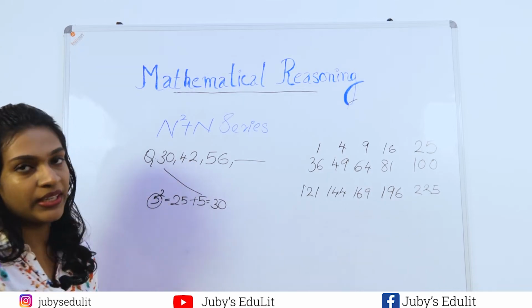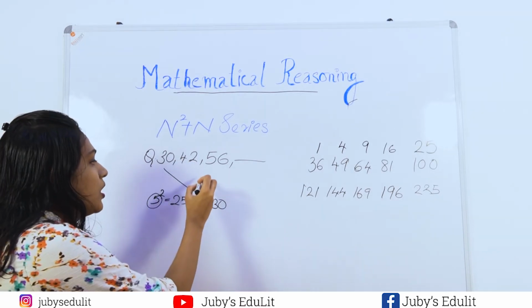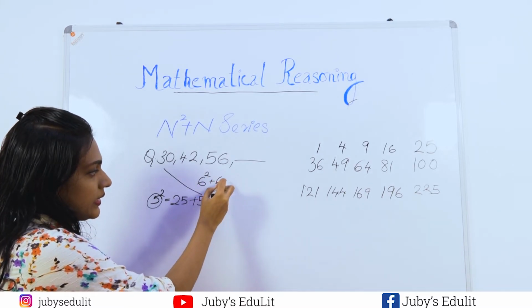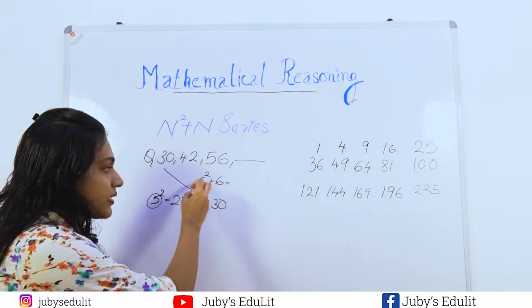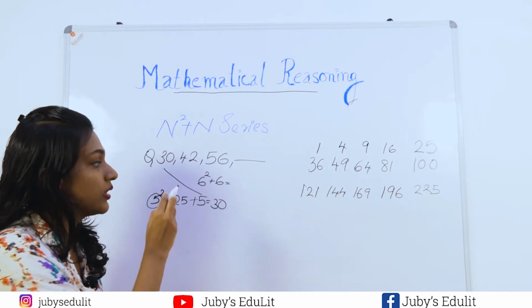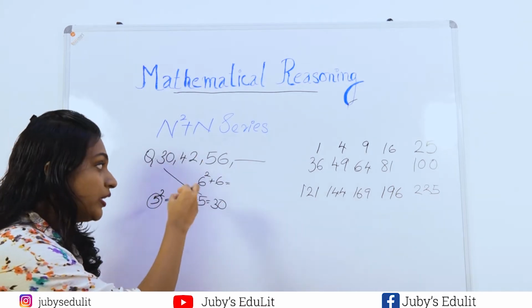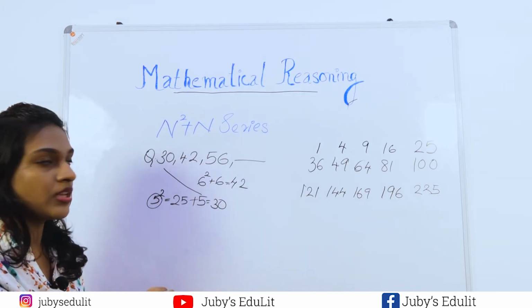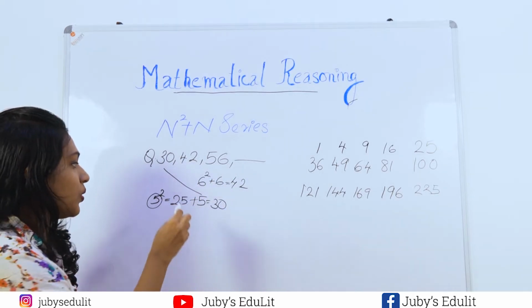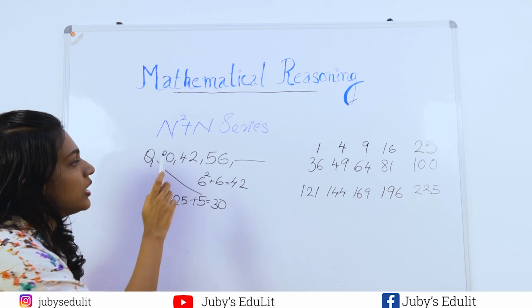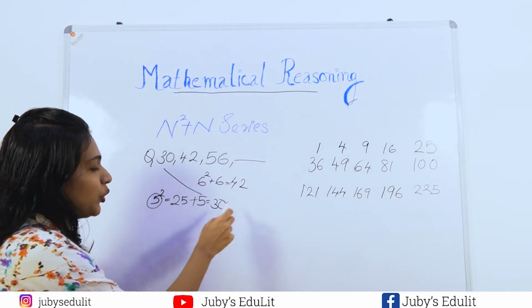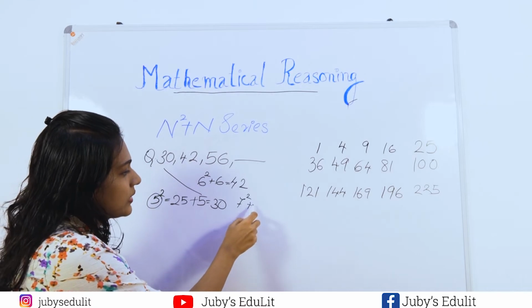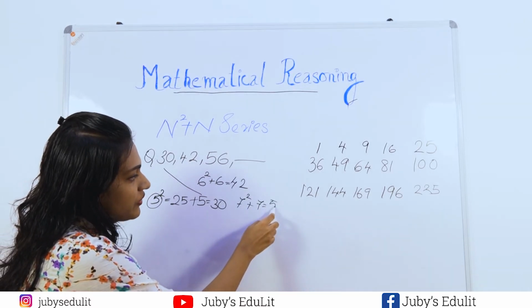Now 42. Let's see. 6 square plus 6 gives the answer. What is 6 square? It is 36. When 6 is added to 36, you get 42. This is how the series goes. So 5 square plus 5 is 30. 6 square plus 6 is 42. 7 square is 49, plus 7 gives 56.